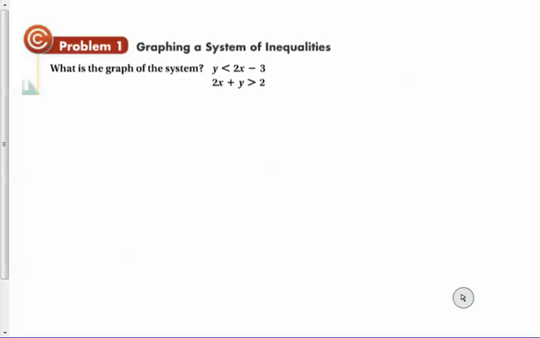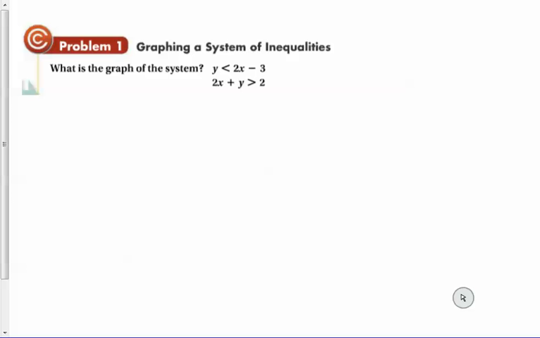Okay, so in this video, we're going to learn how to graph systems of inequalities. So what the heck does that mean? What does it mean to graph systems of inequalities? Well, to graph a system of inequalities is exactly like what we did in class the other day, and it's the same thing we did earlier in the chapter.